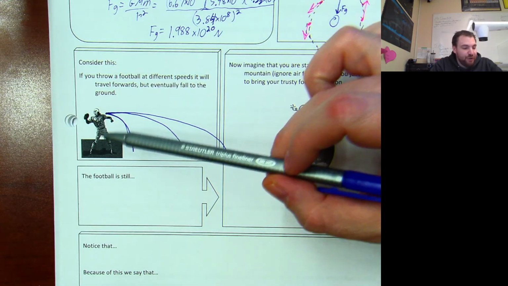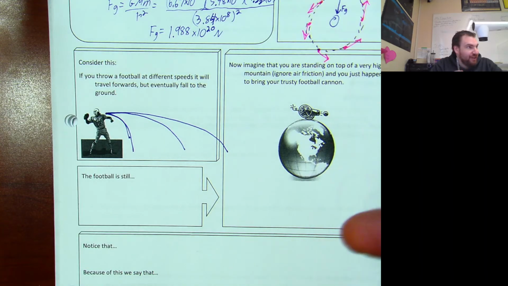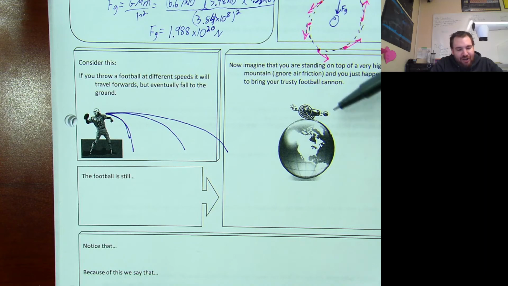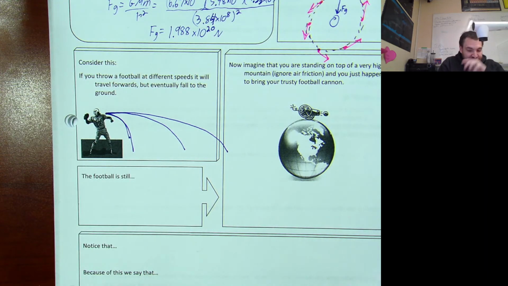Now, let's imagine instead of you throwing a football horizontally, you are now in charge of a cannon. We're going to contrive a ridiculous scenario here. The cannon is on top of a very high mountain, and we're able to ignore air friction somehow. You're going to shoot the cannon. If you shoot the cannon, the same thing is going to happen. Gravity is still going to act downwards, but because you're really high up, it's going to be able to go further because there's further to fall, right?